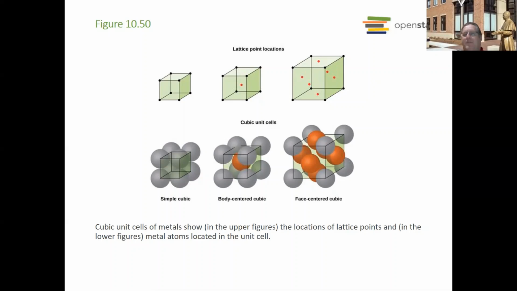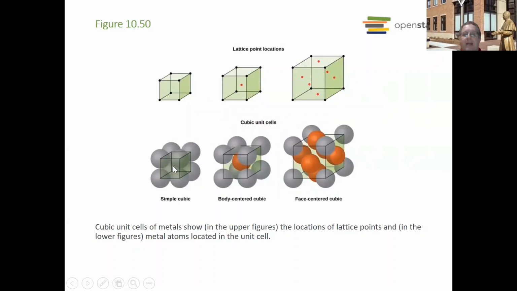Okay, we also have something called a body-centered cubic, which is like a simple cubic, but in the center of that cube, there is one atom completely within the unit cell. We also have face-centered cubic, which on the face of each one, there is one atom that is shared with the adjacent unit cell. So each of the face-centered ones is in half of this one and half of that one.